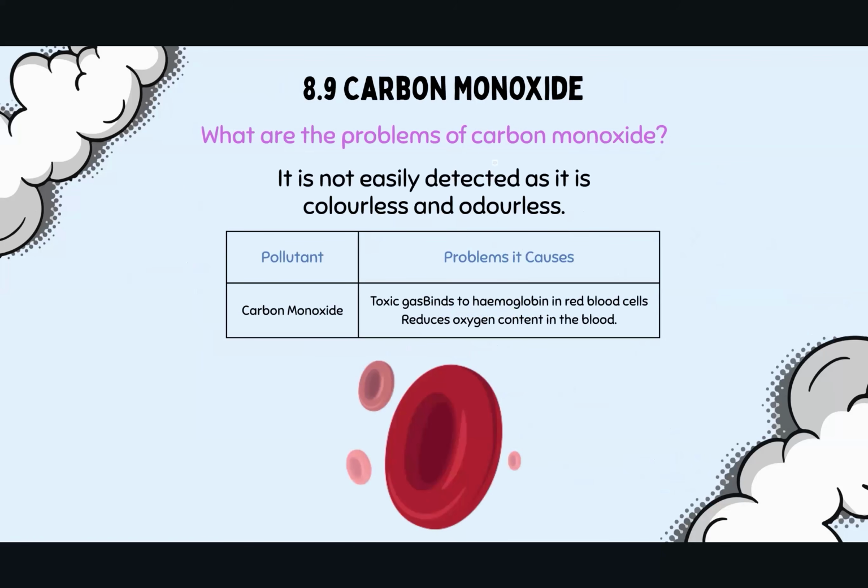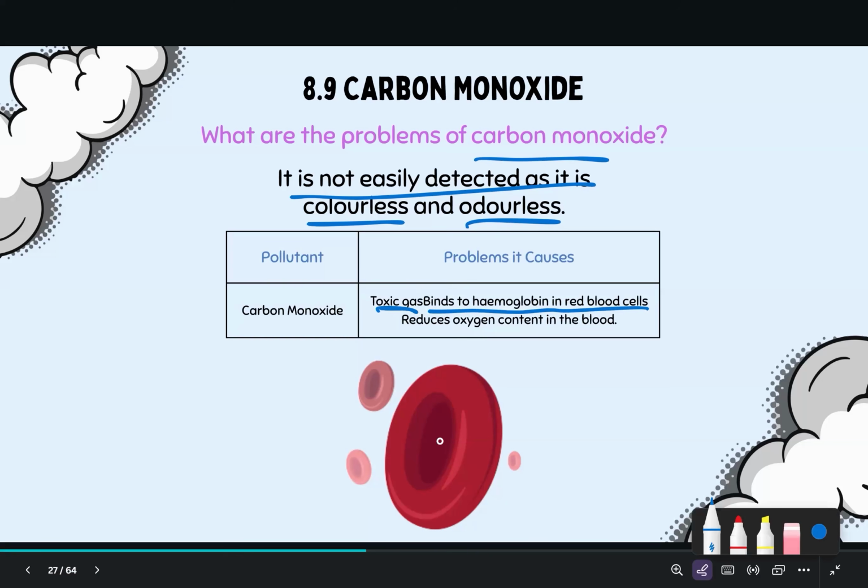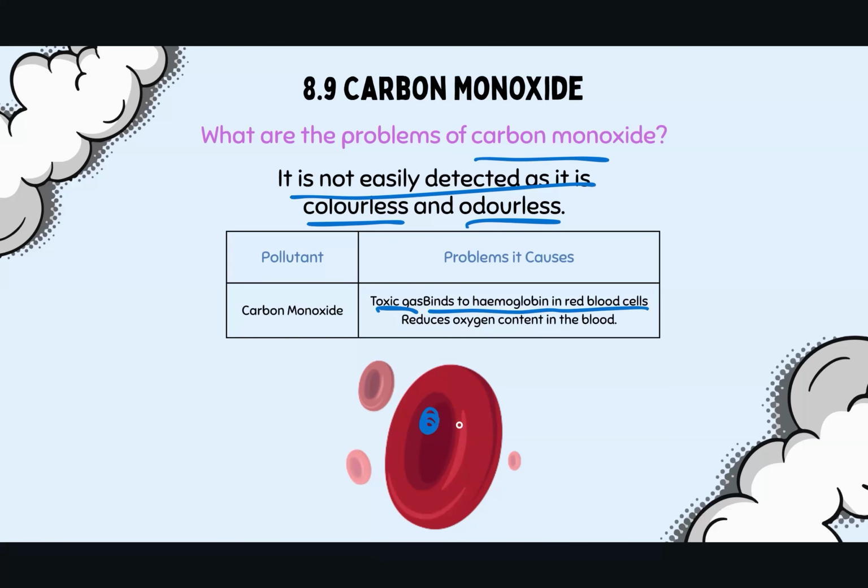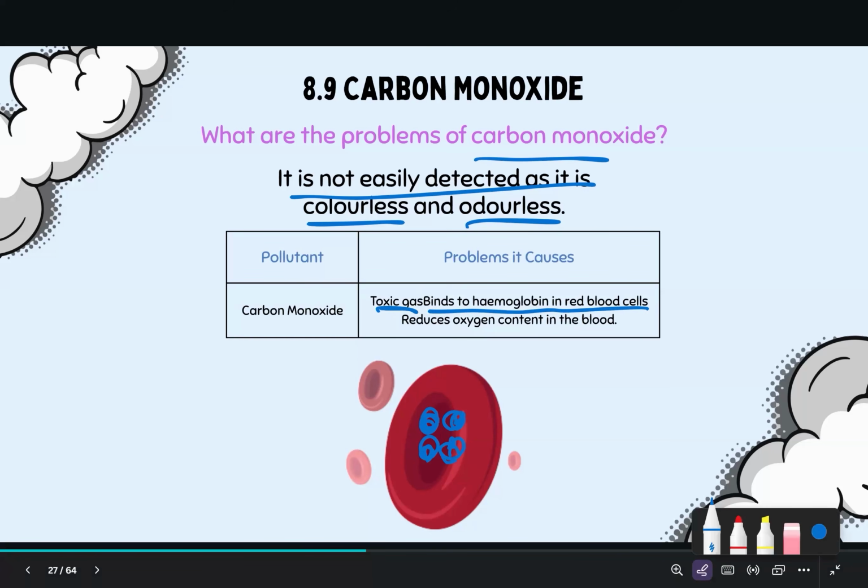Now, what are the problems of carbon monoxide? Number one, it's not easily detected as it's colorless and odorless. That's why in our homes, it's important to have carbon monoxide detectors, particularly around our boilers. So carbon monoxide is a toxic gas. It binds to the hemoglobin in red blood cells. So red blood cells don't have a nucleus. Instead, they have hemoglobin, which is an iron molecule surrounded by 4 protein groups.